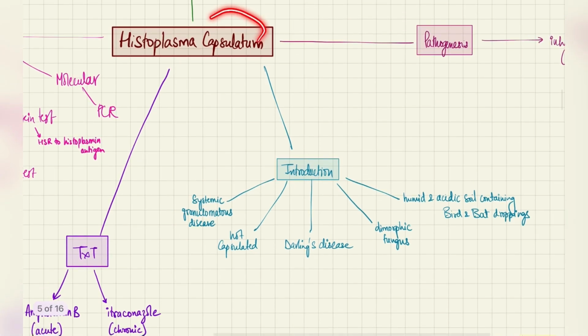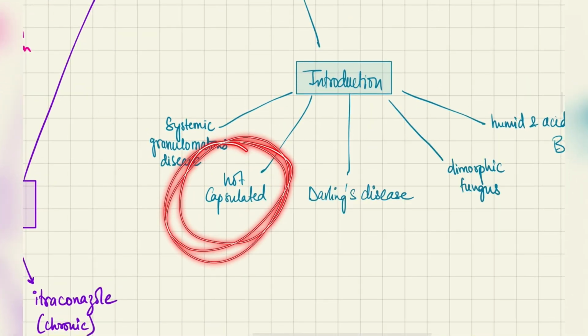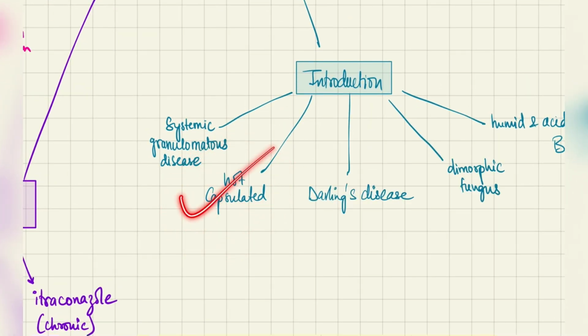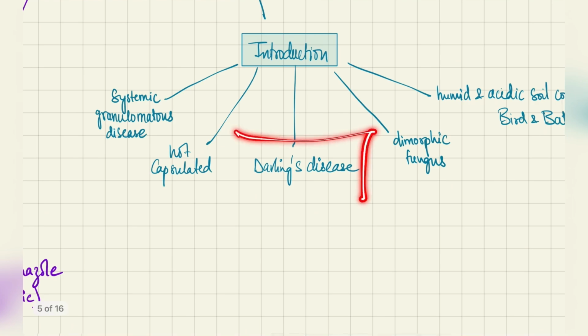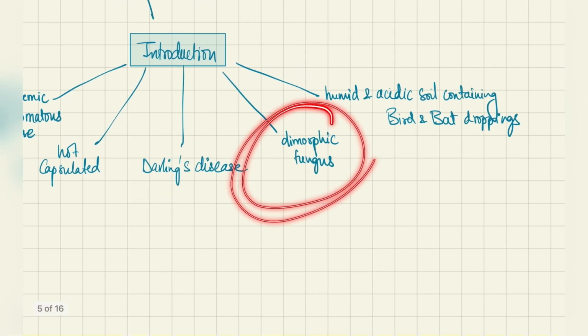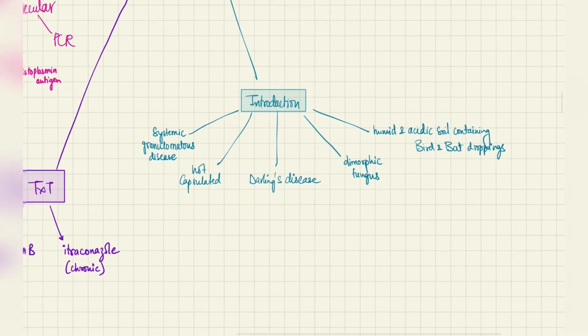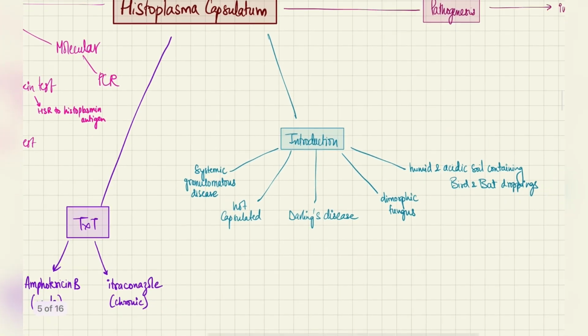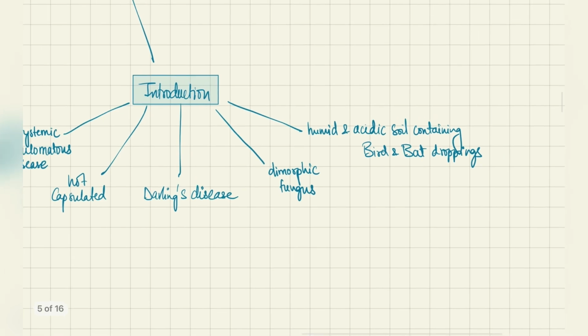And contrary to what it sounds like, this organism is not capsulated. So it's a misnomer. It is not capsulated. You need to remember that. It's also known as Darling's disease after the person who first reported it, Samuel Darling. This is a dimorphic fungus, and we'll learn what this actually means in the lab diagnosis.